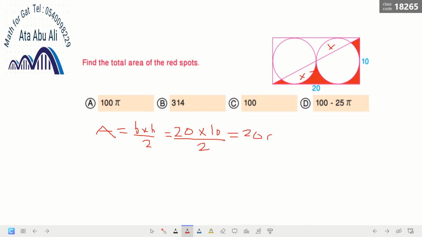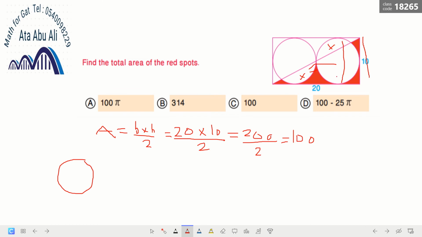So now this is the area of the whole triangle. It's equal to 100. Now let's go to the area of the circle. This part with this part gives me the total circle, like that. Now as you see from here, the diameter of the circle is equal to 10. From here to here, it's equal to 10.